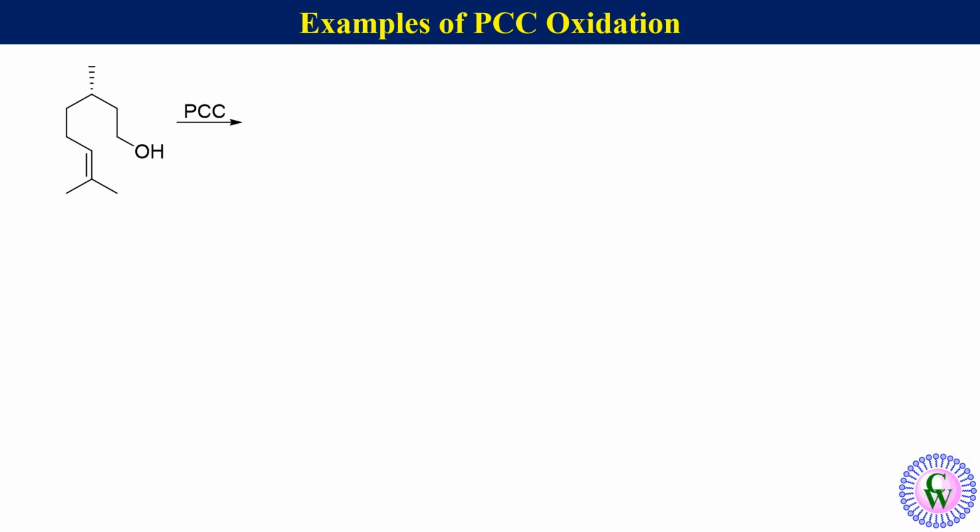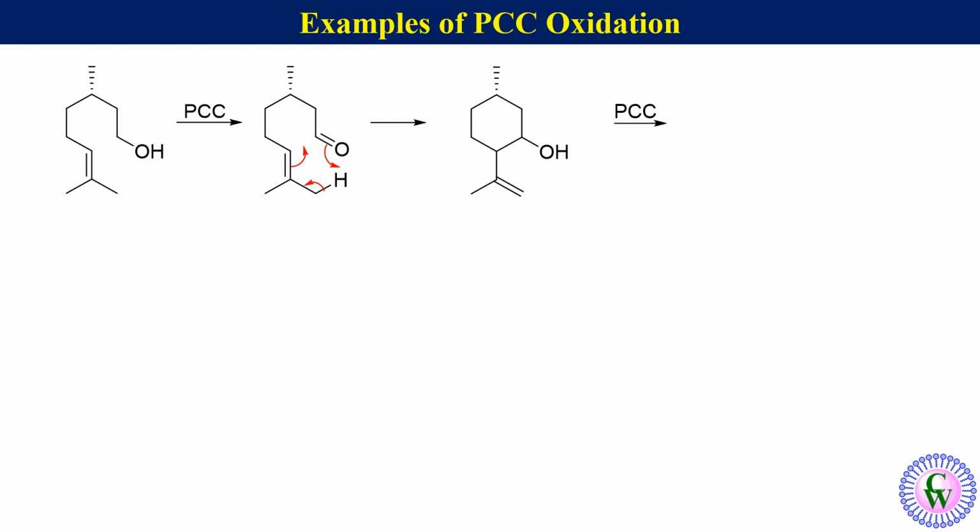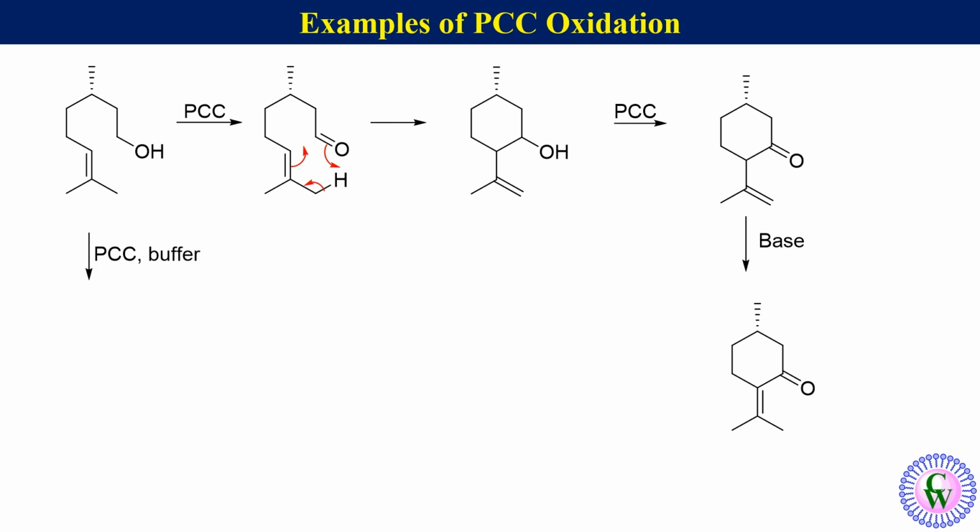When it is oxidized with PCC, it produces the corresponding aldehyde which undergoes ene reaction to produce an allylic alcohol called isopulegol, which can further oxidize to cyclic ketone. Under basic condition, this ketone isomerizes to more stable alpha-beta unsaturated cyclic ketone. In the presence of buffer, the reaction stops at aldehyde stage and we get aldehyde as the product.